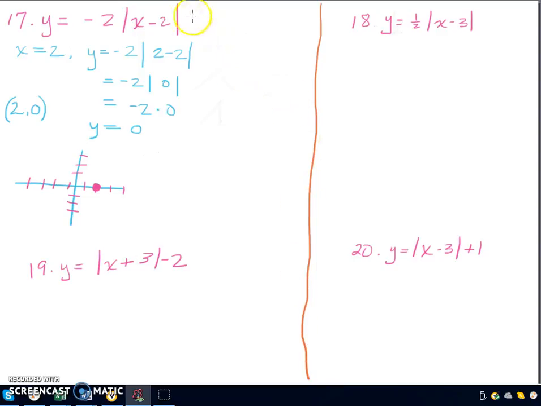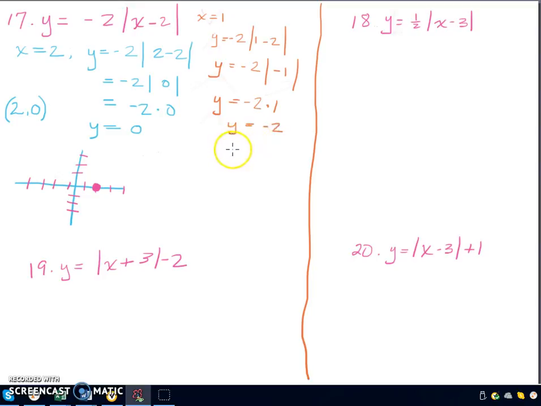So let's just say I'm going to find out what happens when x equals 1. So when x equals 1, this equation is going to become y is equal to negative 2, absolute value of 1 minus 2. This is going to become y equals negative 2 times the absolute value of negative 1. Anything inside the absolute value becomes positive. So y equals negative 2 times 1. So y equals negative 2.